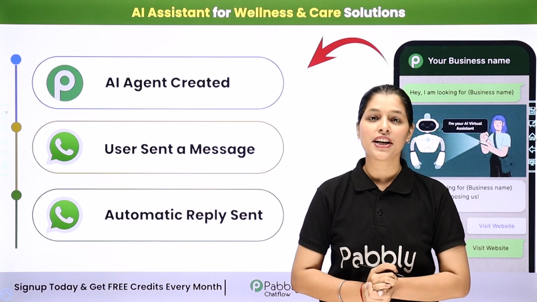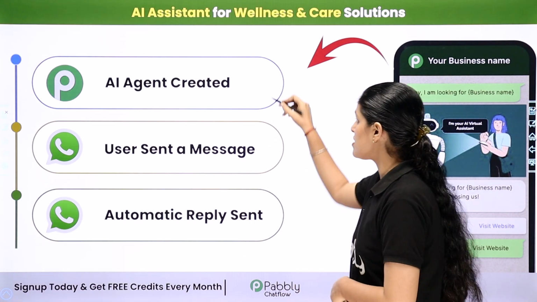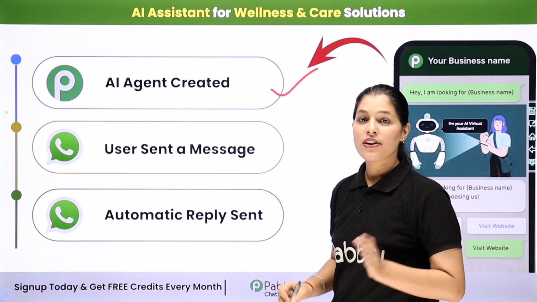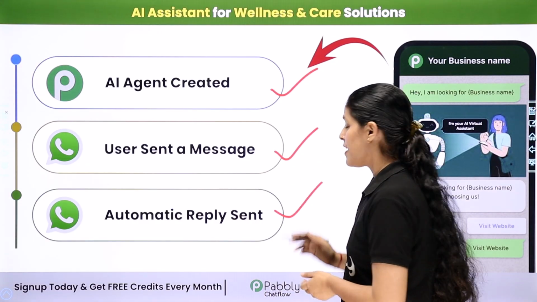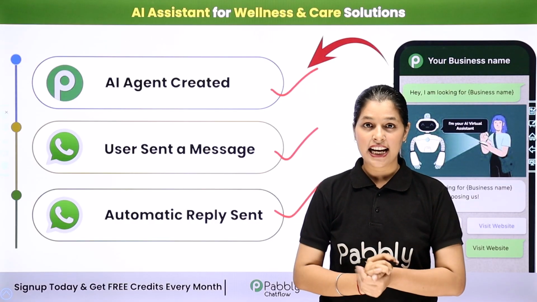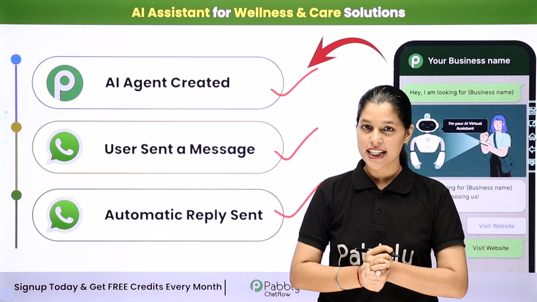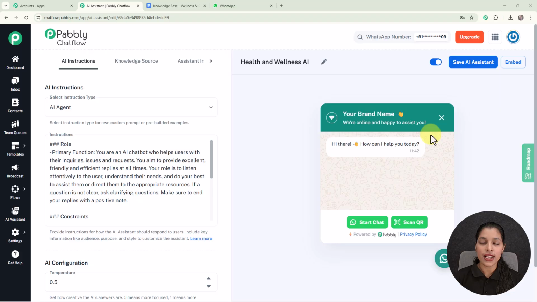So firstly, in this video we are going to create an AI agent using Pabbly Chatflow. Now if a user sends a message, an automatic reply will be sent to them. If you also want to build this AI agent or this automation, then let me take you towards my screen. Welcome to my screen.